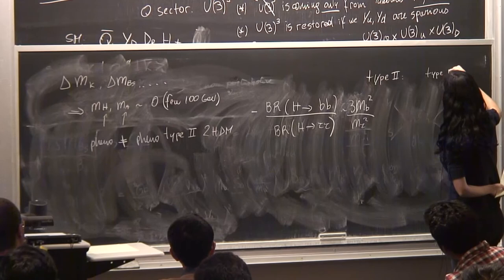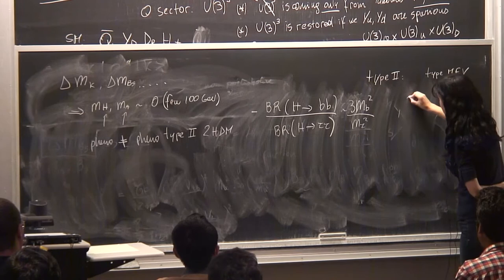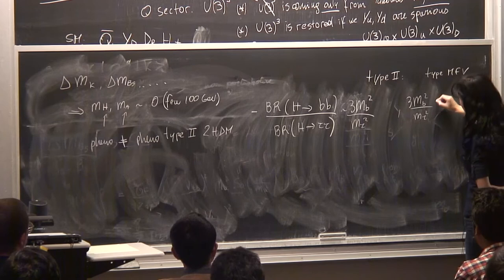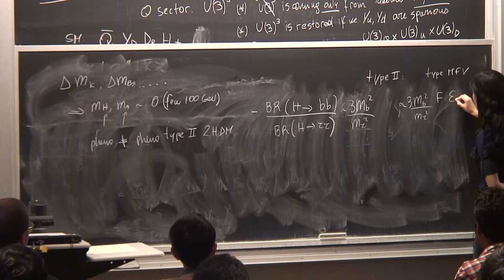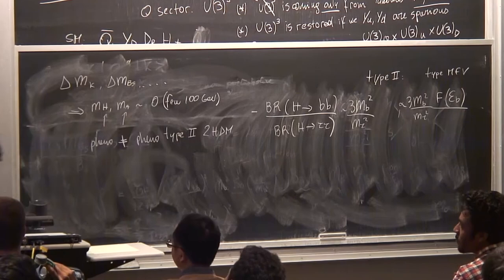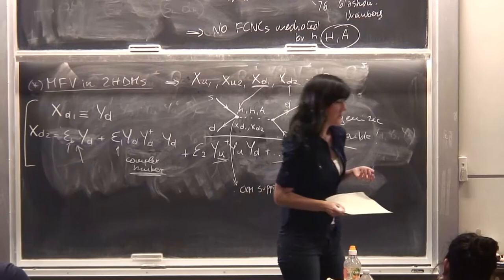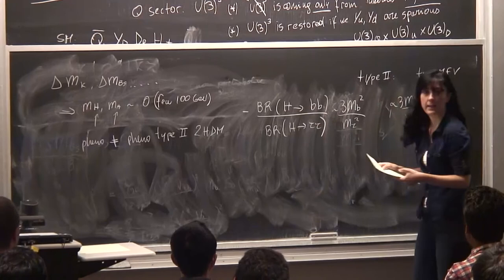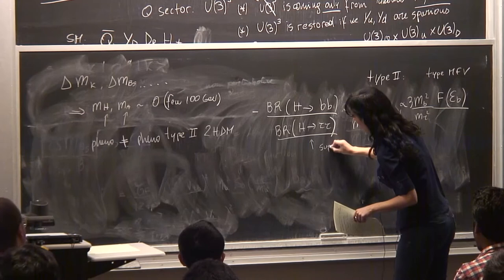here you will still have a dependence like this, m_b squared over m_tau squared. But here you will have extra dependence, so you have a function of this epsilon_b, where epsilon_b is, again, this coefficient that I put here in front. So if epsilon_b is not too small, the ratio of these branching ratios will be very different. And the bottom line is that you can suppress the tau tau branching ratio.